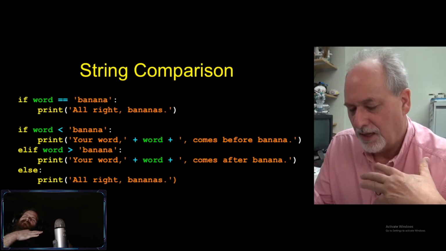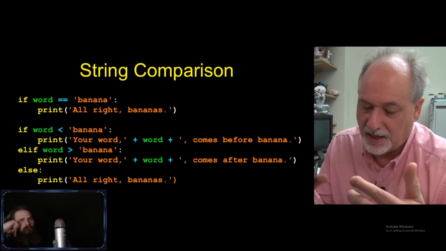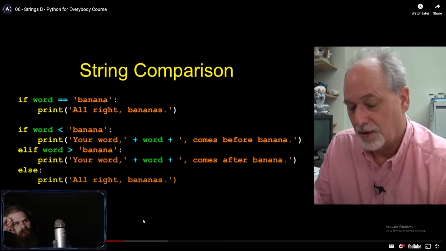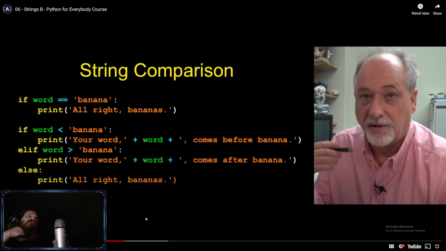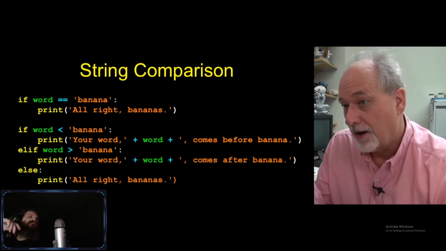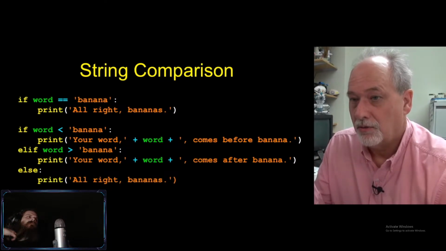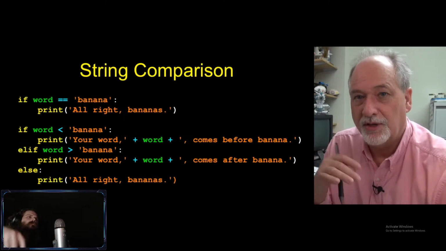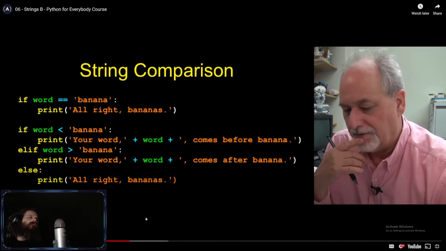You can have something equal to or less than or greater than, and all those operations work naturally. With less than and greater than, you have to be aware of uppercase, lowercase, and things like where punctuation sorts relative to letters. That's kind of unpredictable and depends on the character set of your computer.